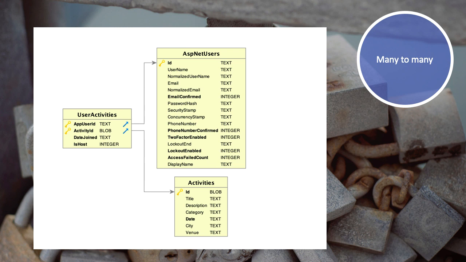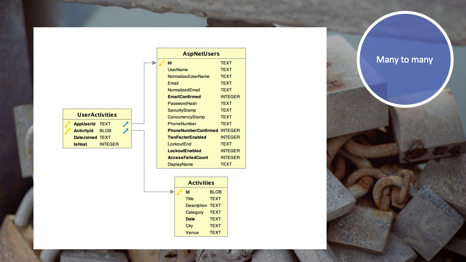So we have a user activities table, which is acting as our join table. And there are advantages to using a join table in this way, because this allows us to configure additional properties that are just related to the fact that a user is an attendee of an activity. So for instance, the two additional properties that we're adding here is the date they joined the activity, and also a boolean to specify whether or not they're the host of an activity. And then we've just got our two tables, the ASP.NET Users table and the Activities table.